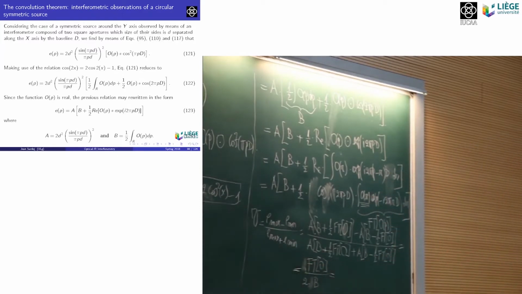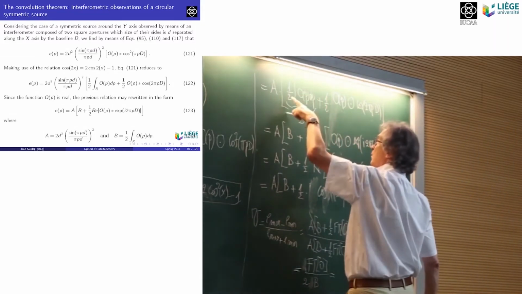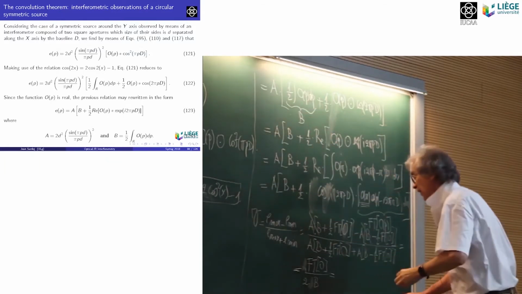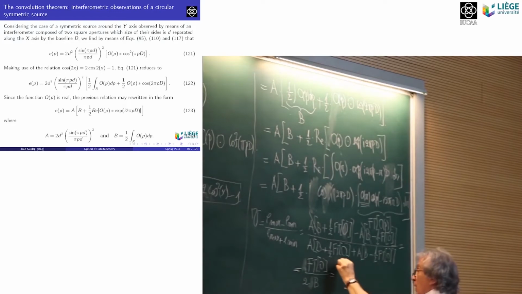And 2 times B, so now the value of B, oh, this is B. So this was 1/2, so if I multiply by 2, I will just get the integrated. So it will be Fourier transform of O divided by the integration of O(P) dP. This I may rewrite as being the Fourier transform of the object, but normalized.